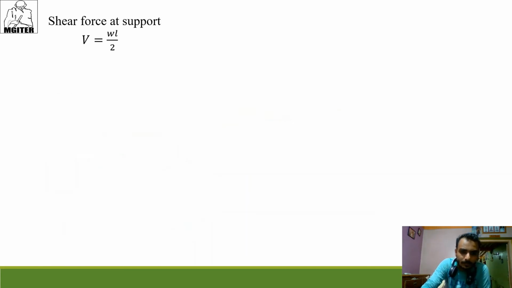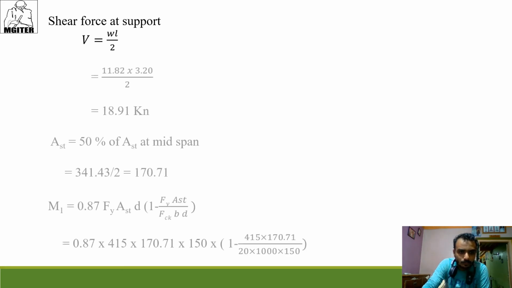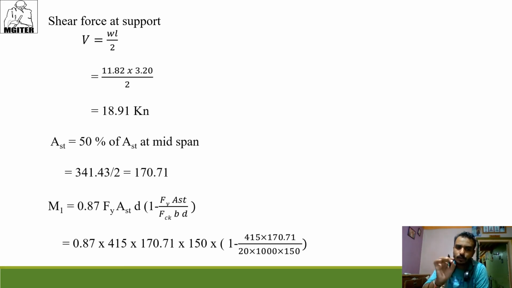L0 is 150 mm. Then after, shear force at support, we have to find out the shear force. V is equal to WL by 2. W is 11.82, which we found earlier, the factored load, into length 3.2 divided by 2. So the shear force is 18.91 kilonewton.